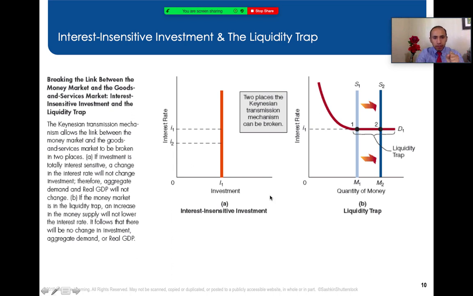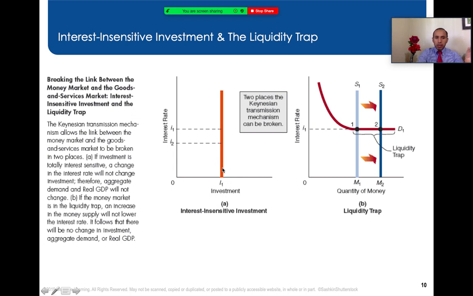So here we have in the first model the interest rate represented by the investment curve. Here we have the investment curve being vertical. In this case, if investment is vertical, whether it's interest rate 1, the higher rate, or interest rate 2, the lower rate, the investment will be the same. The level of investment will be the same if it's interest-rate insensitive. Instead of being downward sloping, it's vertical, meaning that it's fixed.